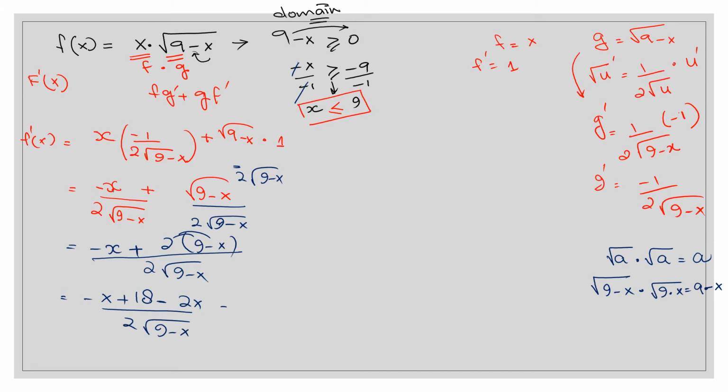Now if you solve, minus x minus 2x will give you minus 3x plus 18, divided by 2 square root of 9 minus x. So this is our first derivative, and now we will take our second derivative. So you will have minus 3x plus 18 over 2 square root of 9 minus x as the first derivative of the function.